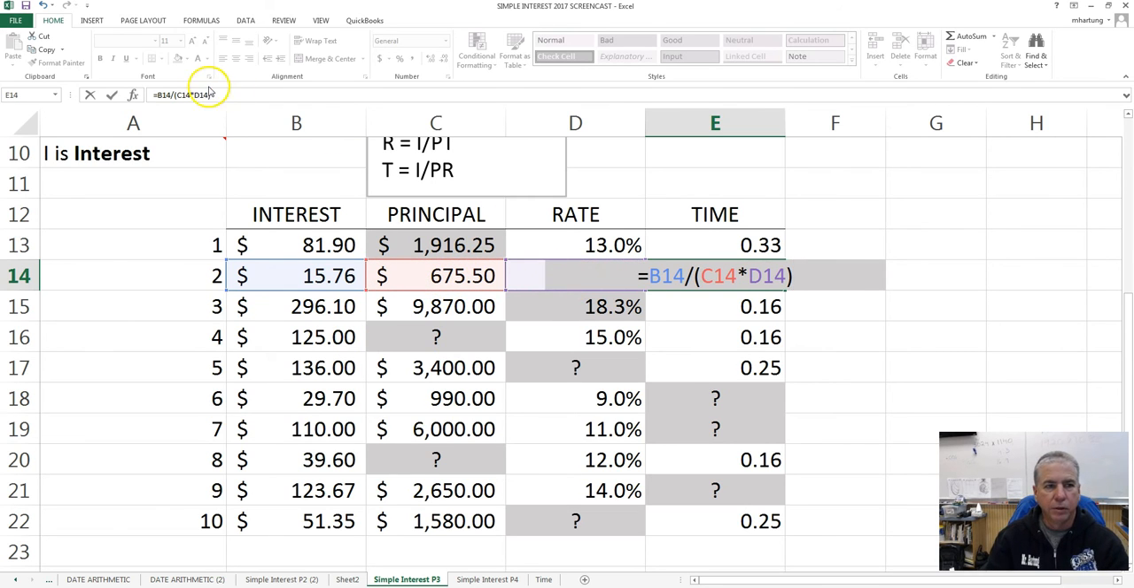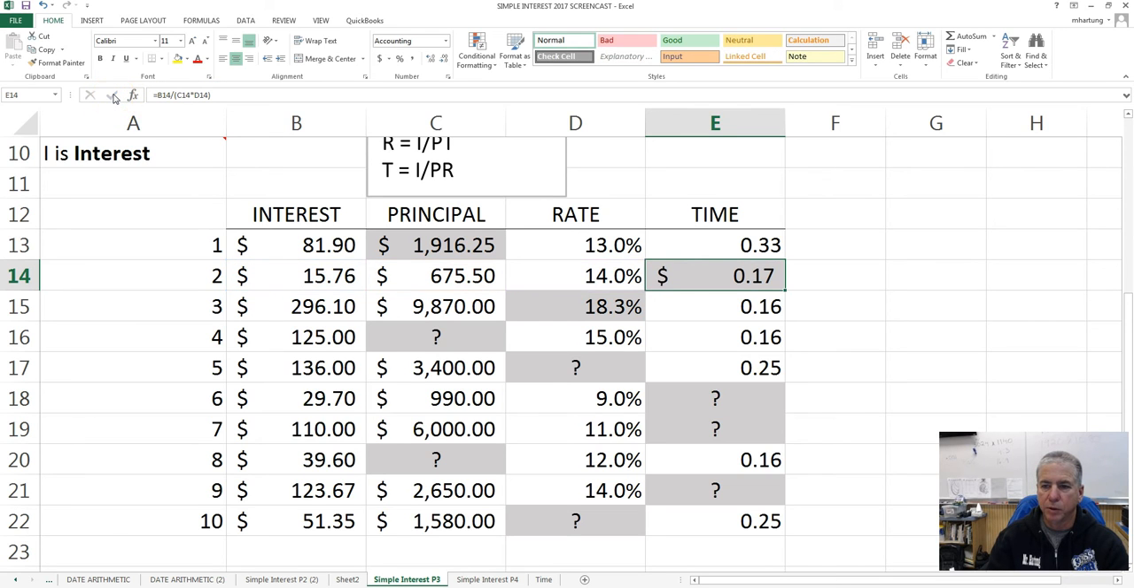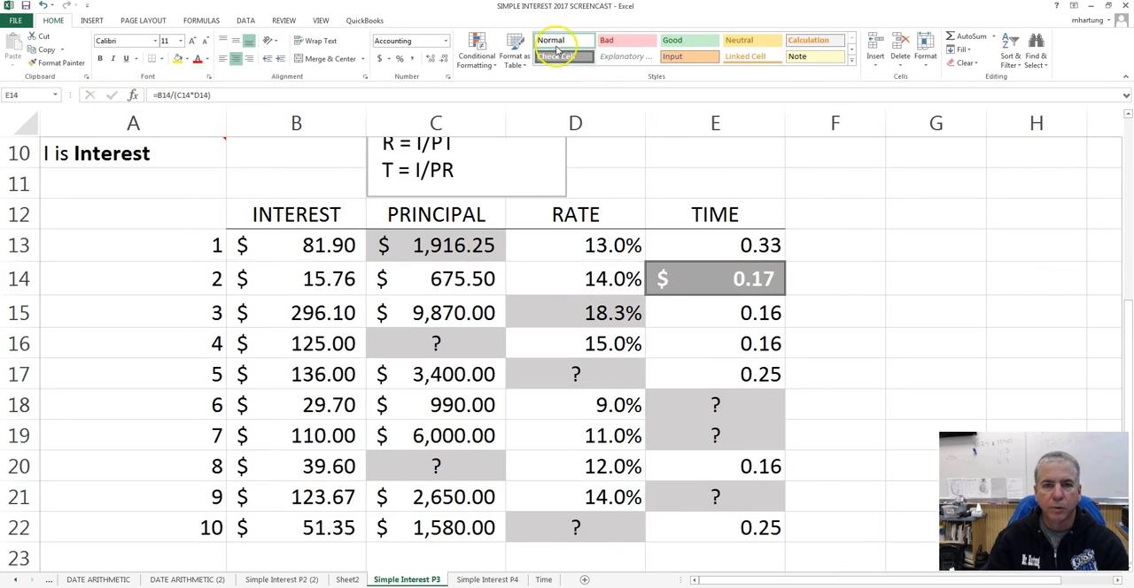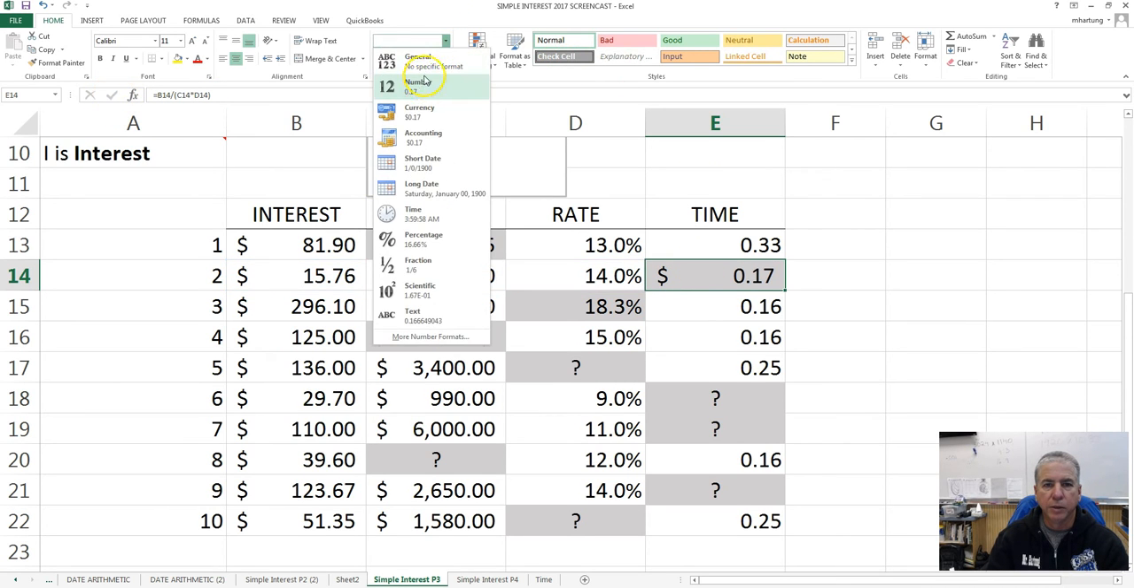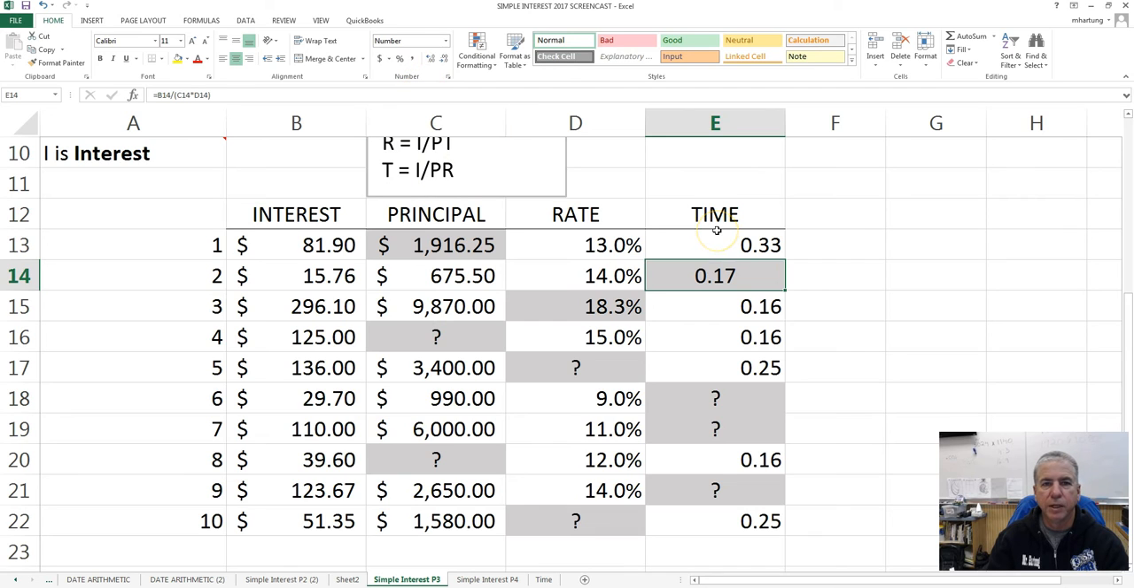Now let's go ahead and check mark that and see what our answer is. Well, we don't want it in dollar format. Let's just go ahead and put it in number format. 0.17. So 0.17 years. Let's see if we can take it a step further, though, and actually find out how many days that would be. Just kind of go the other way from what we have been doing.